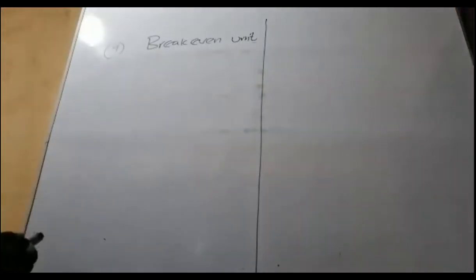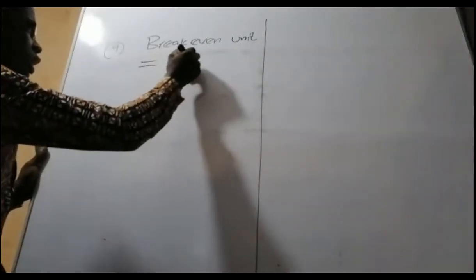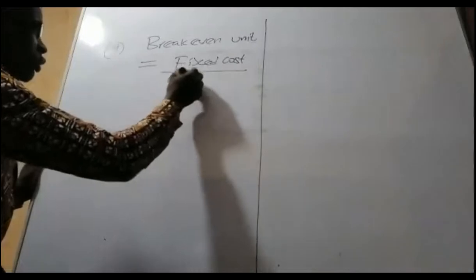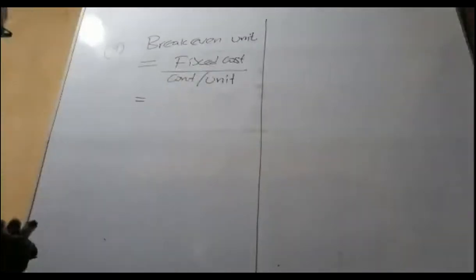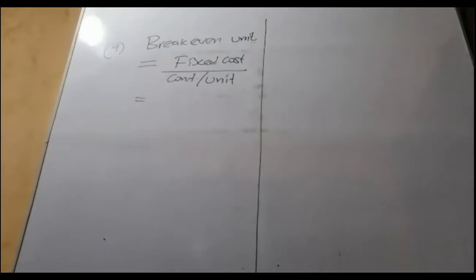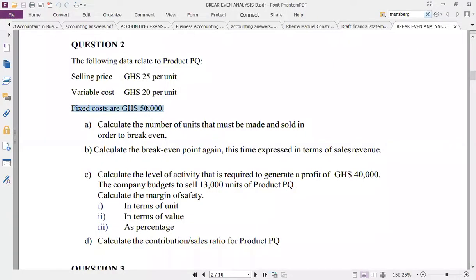Now the first one is the break-even units. We said that break-even units is equal to the fixed cost divided by contribution per unit. So what's the fixed cost in the question? Let's go to the question and pick these from there. The fixed cost is 50,000. Contribution is equal to selling price minus the variable cost. Good. So that would be 5 cedis, right?